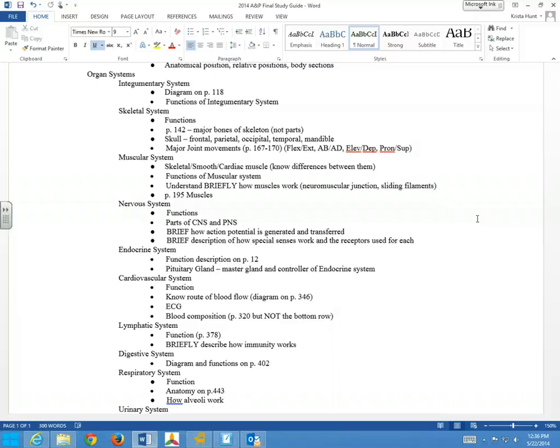It says to have the parts of the CNS and PNS, so you don't have to put that. Sure, the brain and spinal cord. And for the PNS, that's basically all the other pieces, everything that's not brain and spinal cord. Just write that down. You don't have to know anything about those, just know the parts.